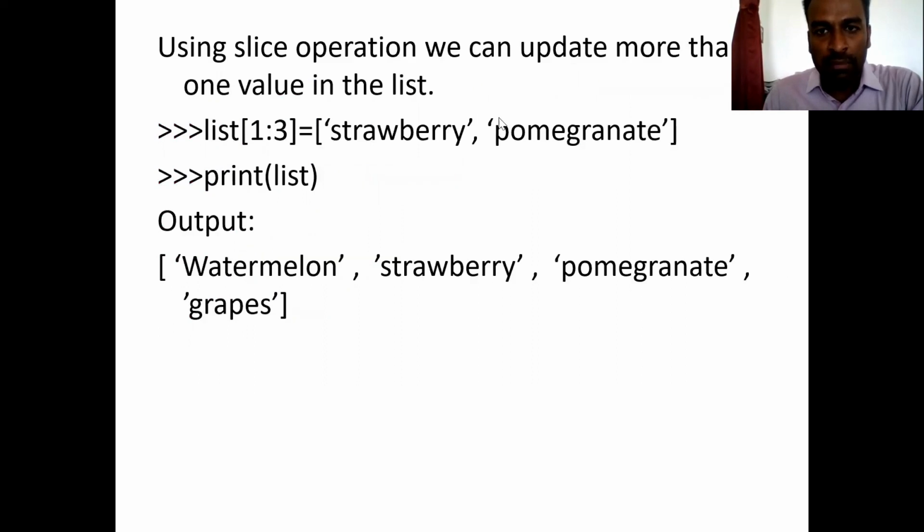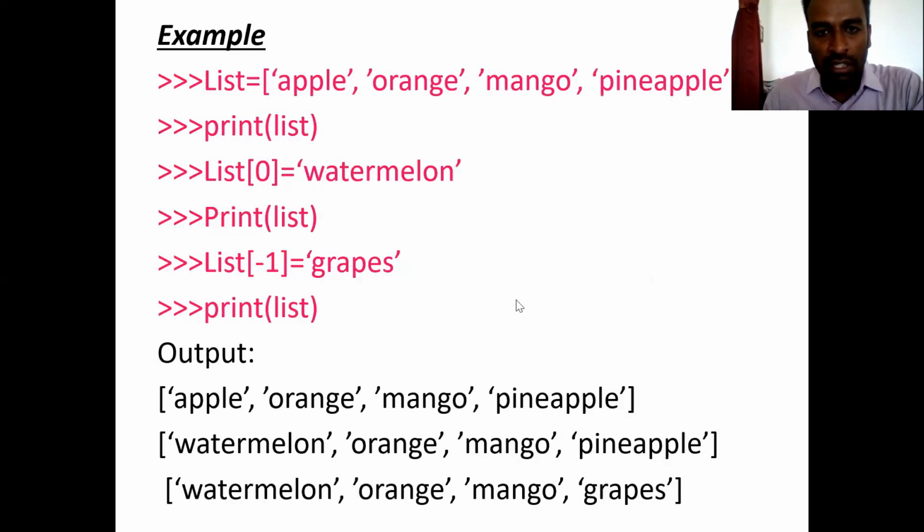And then using the slice operation, we can update more than one value in the list. So for example, using the list name 1:3, that is 1 to 3, strawberry and pomegranate. So print list. Already we have the element watermelon at index 0, then index 1 is strawberry, and 2 banana, and then grapes.